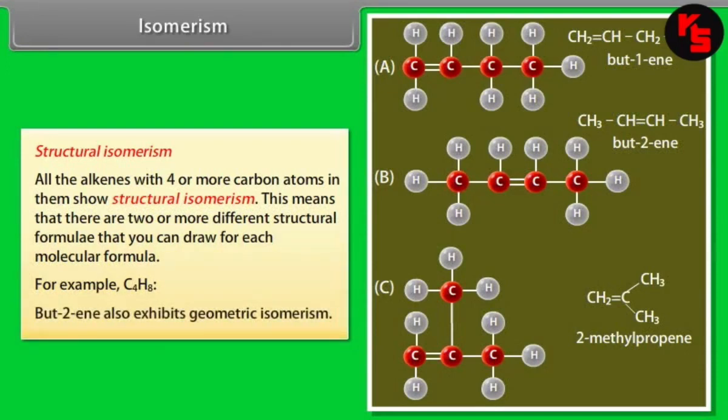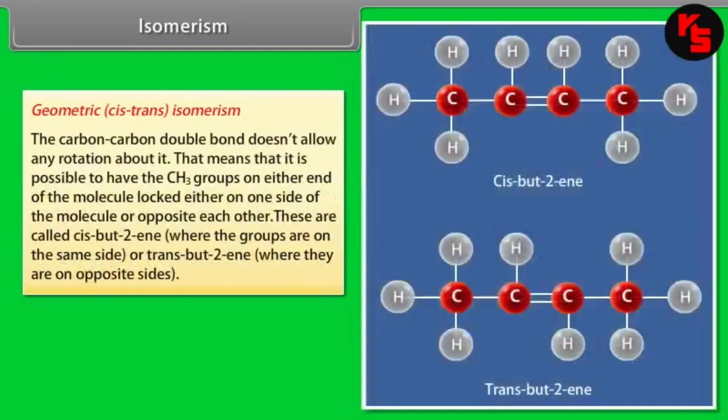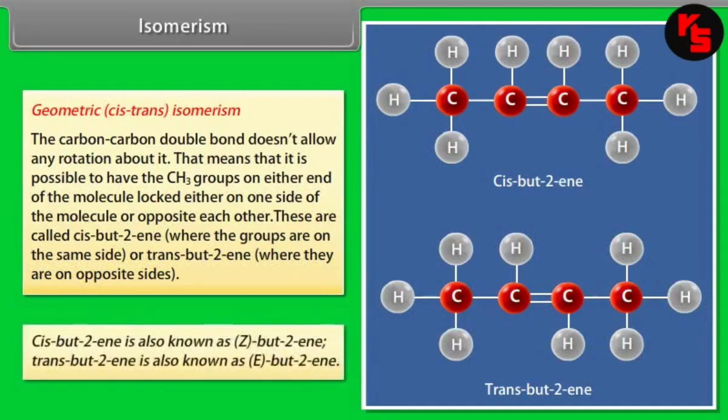But-2-ene also exhibits geometric isomerism. Geometric cis-trans isomerism. The carbon-carbon double bond doesn't allow any rotation about it. That means that it is possible to have the CH3 groups on either end of the molecule locked either on one side of the molecule or opposite each other. These are called cis-but-2-ene, where the groups are on the same side, or trans-but-2-ene, where they are on the opposite sides. Cis-but-2-ene is also known as Z-but-2-ene. Trans-but-2-ene is also known as E-but-2-ene.